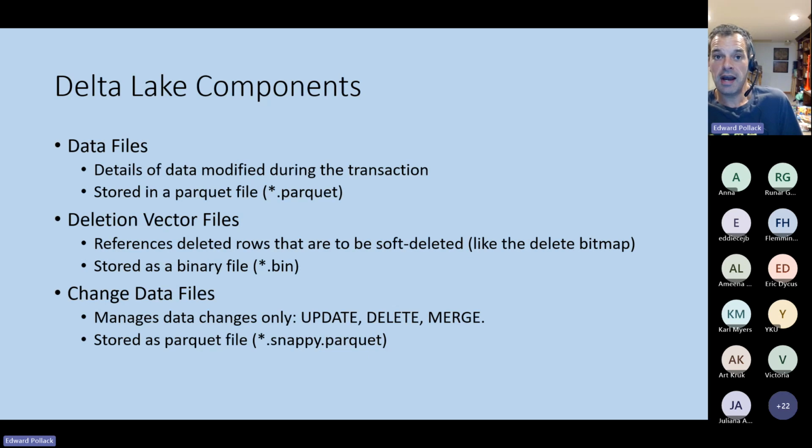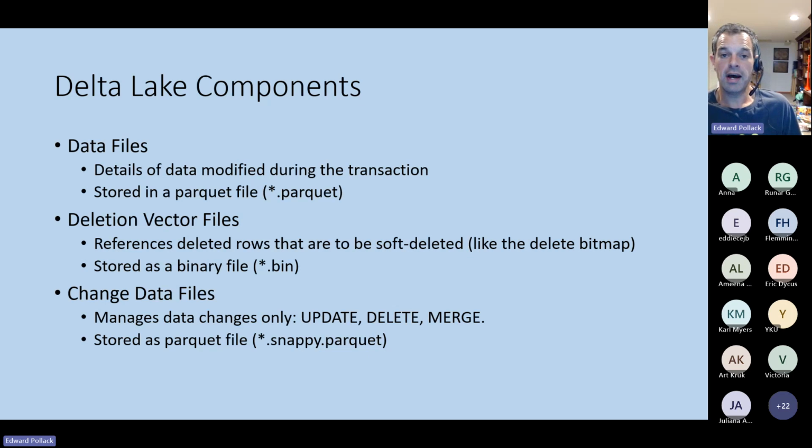data. So what data have you inserted, updated, or deleted? And that goes into a Parquet file. Next, you have deletion vector files. This sounds kind of like the delete bitmap, doesn't it? Because it is. We soft delete rows that are getting deleted, because deleting them by decompressing Parquet files and recompressing them is expensive as all heck, so we don't do that. So when you delete stuff, you create a deletion vector file and note which rows are soft deleted.